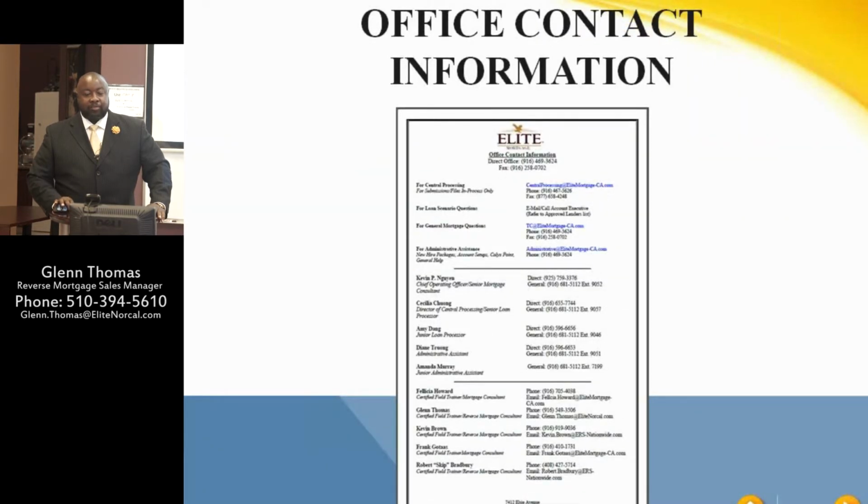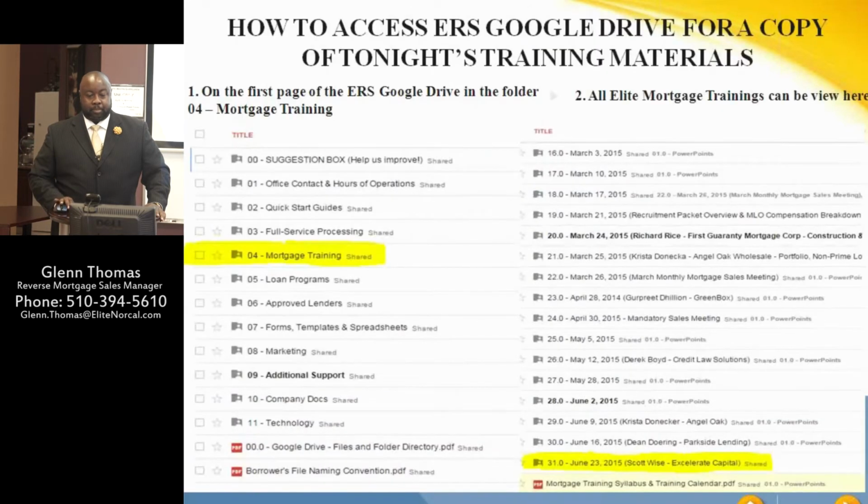And here's the contact information for our mortgage department. If you have a loan scenario you want to talk to someone about, you can call in there. But remember, the best option is always to contact the AE for the lender you're going to submit it to. That way, you know you're getting the most up-to-date information, because things are always changing. Each lender has different underwriting guidelines that change, so call the lender direct. And once again, here's an example of how to get into the Google Drive.